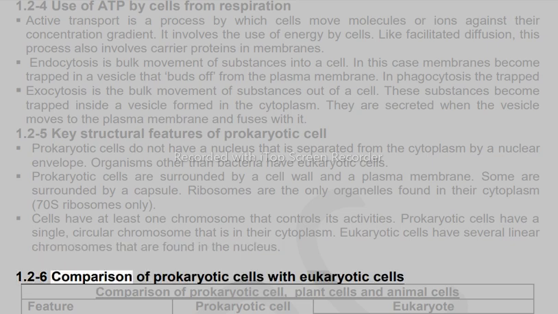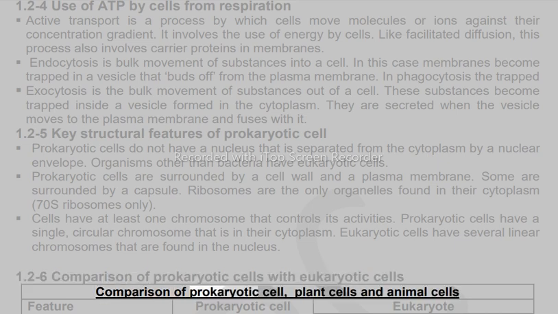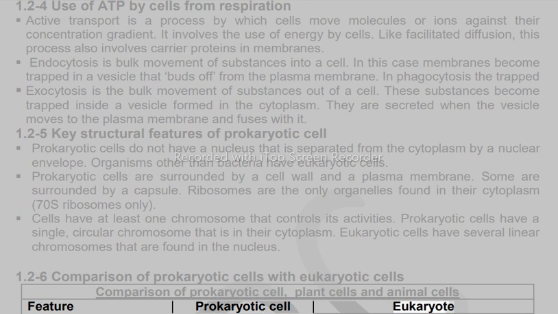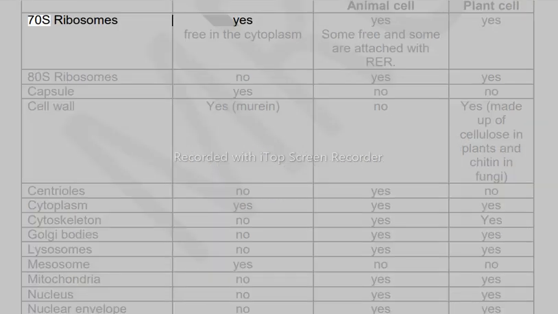1.2.6 Comparison of prokaryotic cells with eukaryotic cells. Comparison of prokaryotic cell, animal cell and plant cell. Feature: prokaryotic cell, animal cell, plant cell. 70S ribosomes: yes, free in the cytoplasm, yes, some free and some attached to RER. 80S ribosomes: no, yes, yes. Capsule: yes, no, no. Cell wall: yes, murein, no, yes, made up of cellulose in plants and chitin in fungi.